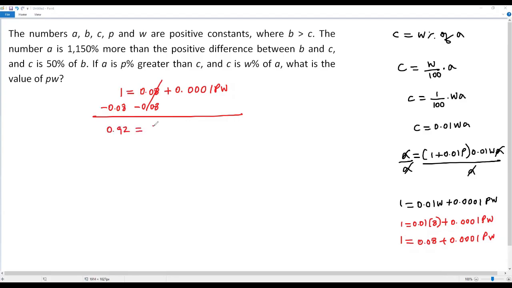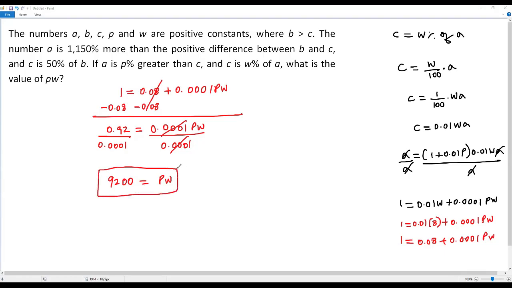On the right side, we have 0.0001 PW. Since our aim is to solve for PW, we have to get rid of this value. Now let me divide both sides by 0.0001, and do the same thing on the left side as well. Here this will cancel out. When I divide 0.92 by 0.0001, I'm getting 9,200. On the right side, we have P times W. Here I got the value of P times W. Its value is 9,200.